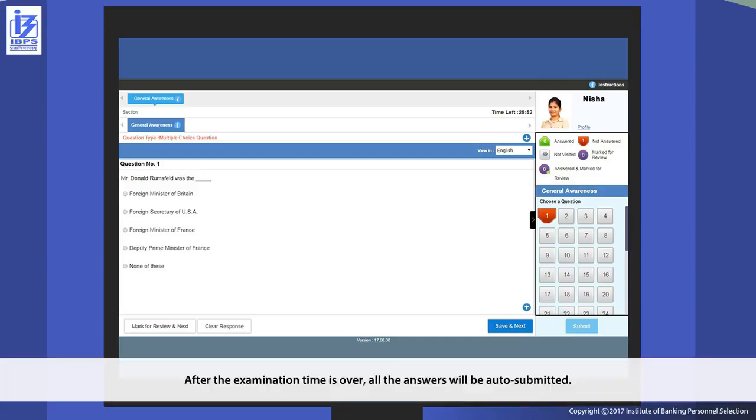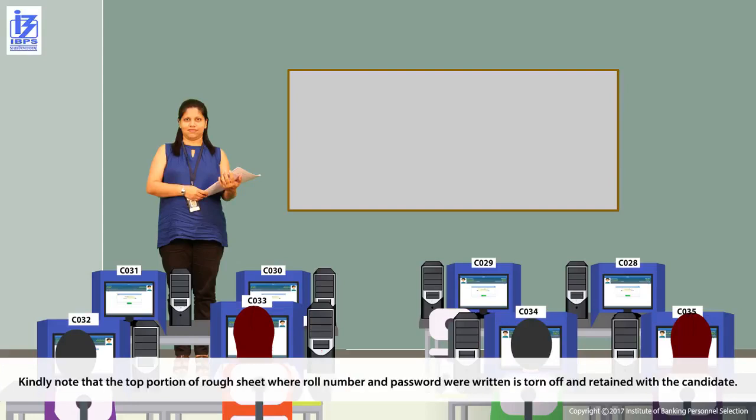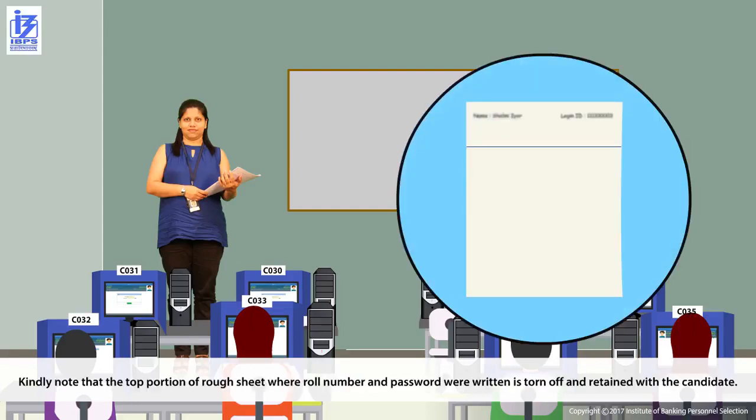After the examination time is over, all the answers will be auto-submitted. The candidate will have to submit the rough sheet or sheets to the invigilator before leaving the lab. Kindly note that the top portion of the rough sheet, where roll number and password were written, is torn off and retained with the candidate.